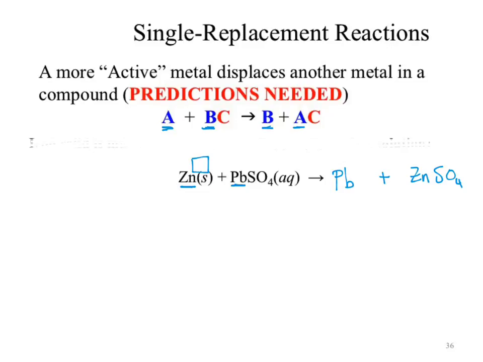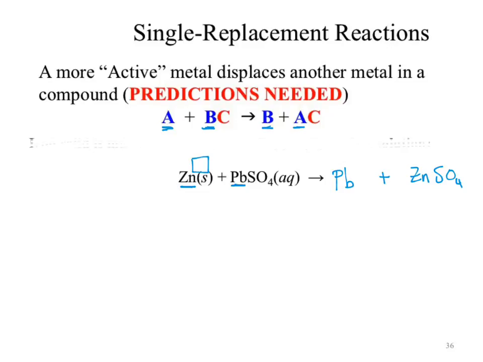So for those who say, well, this is something new. No. This is why when we talked about charge, I said it was always found in the upper right-hand corner. And it always is. What is the charge on zinc sulfate? Zero. The charge on lead? Zero. Charge on lead sulfate? Zero. Charge on zinc? Zero.